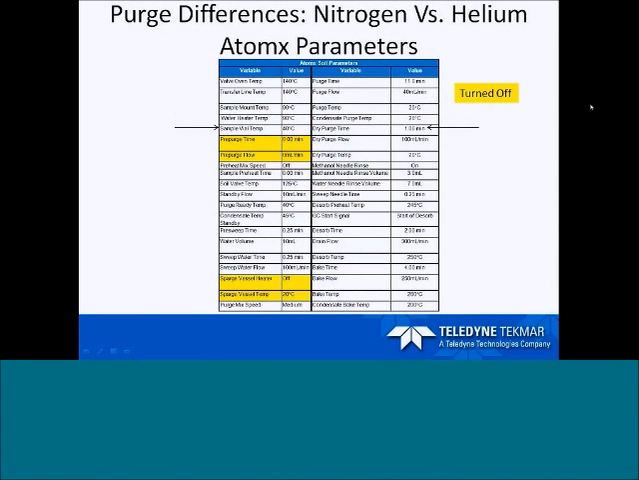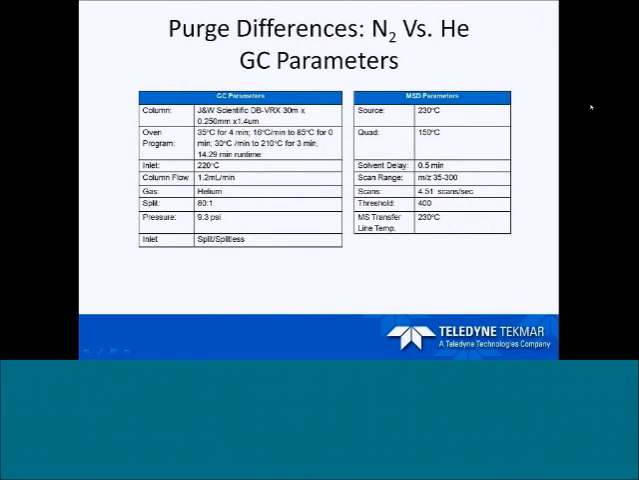Here it is on the soil side. The thing I wanted to point out is it is a little bit different on the soil side. We do recommend that you heat the sample. Here we heated the sample to 40 degrees C, and then increased the dry purge time. On the water side it was half a minute, and on the soil side we increased it to 1 minute dry purge time.